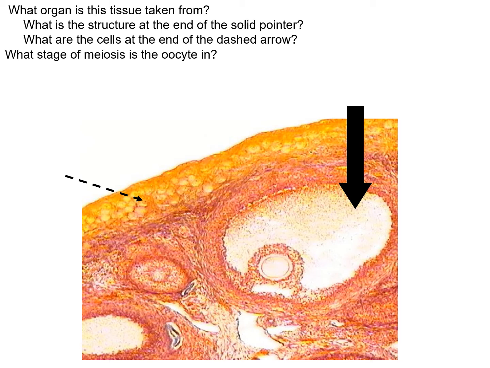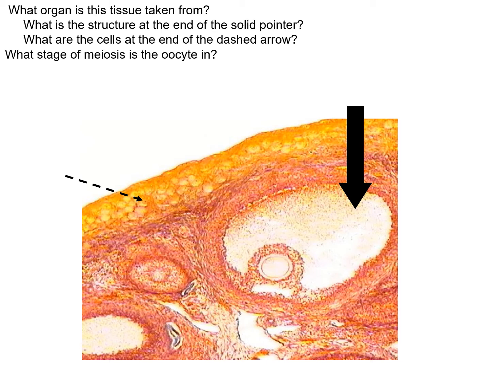That's an ovary. It is from an ovary. A follicle. At the end of the solid pointer, it is a mature follicle. The Graafian follicle. Mm-hmm.